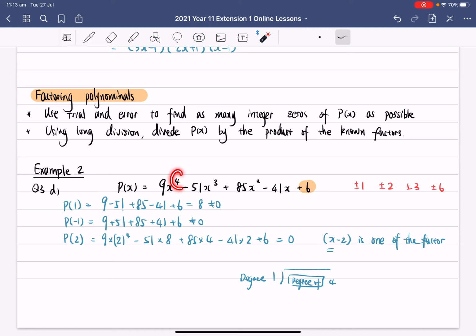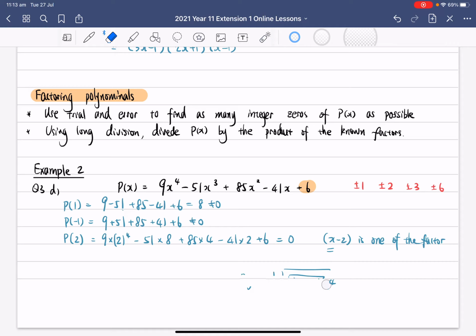Usually for the power of 4, I want to find at least 2 zeros, because once I have 2 zeros, I can multiply them together. Then the degree of the divisor is going to be 2. So when I use long division, the quotient will be a degree 2 polynomial, which is quadratic, and it's easier to factorize a quadratic. So that's the idea. It's up to you.